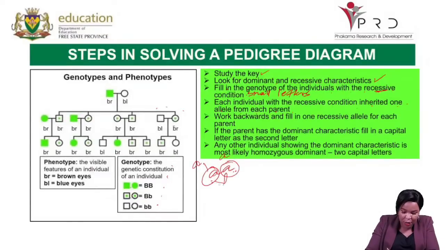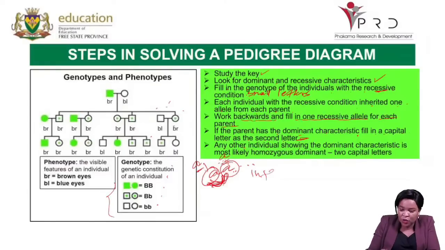So for this offspring to have both the A's like this, already you can fill that information in about the parents. Then work backwards and fill in one recessive allele for each parent, because you've worked out all the recessive alleles. Now, if the parent has the dominant characteristics, fill in a capital letter as the second letter. So where are you going to get this information? You are going to get it from the key or from the information that you are given.